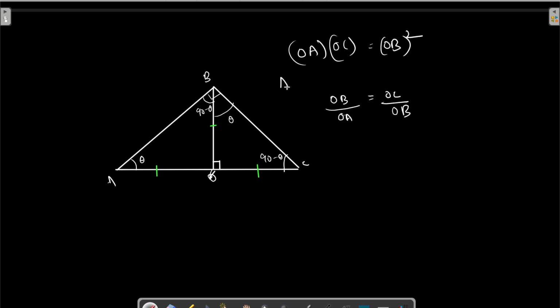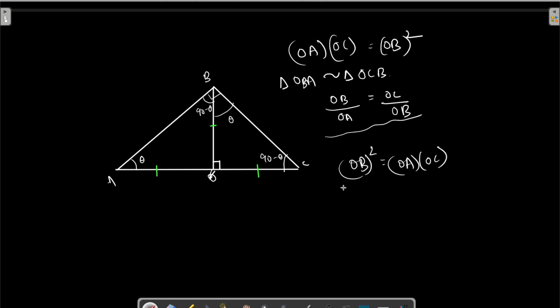First, what we notice, triangle OBA is similar to triangle OCB. OBA is similar to OCB. Okay, so we have this thing. What we can say now, when we cross multiply, OB square is equal to OA into OC.